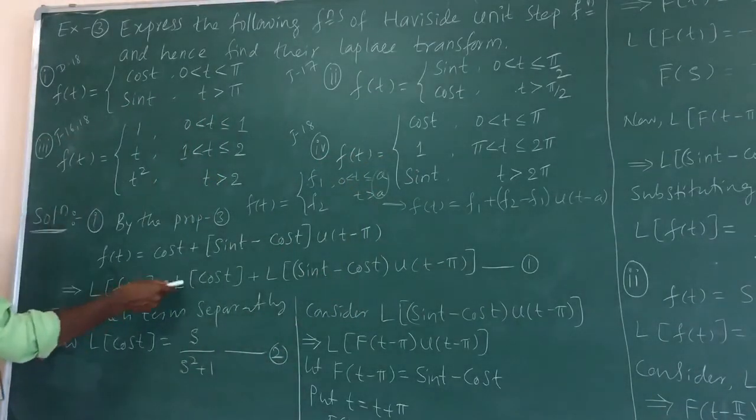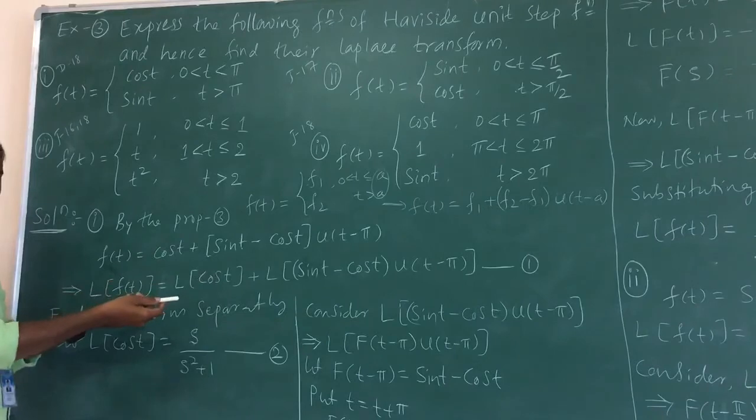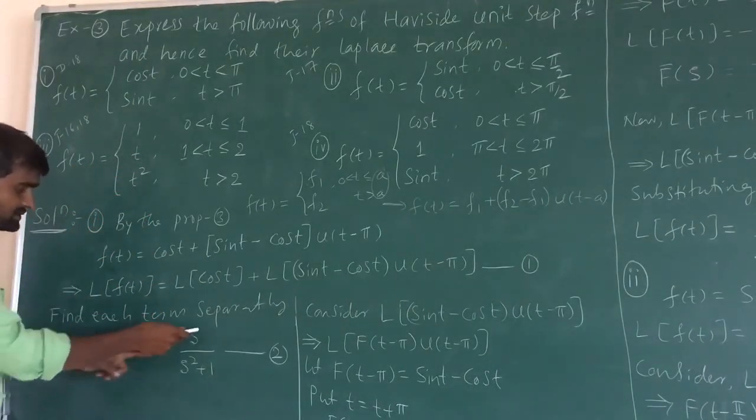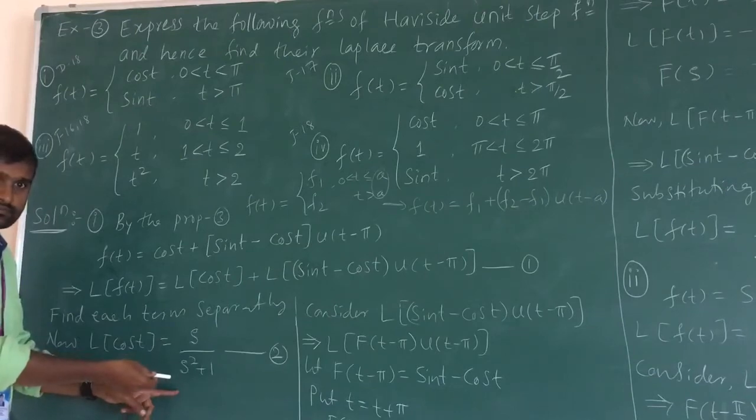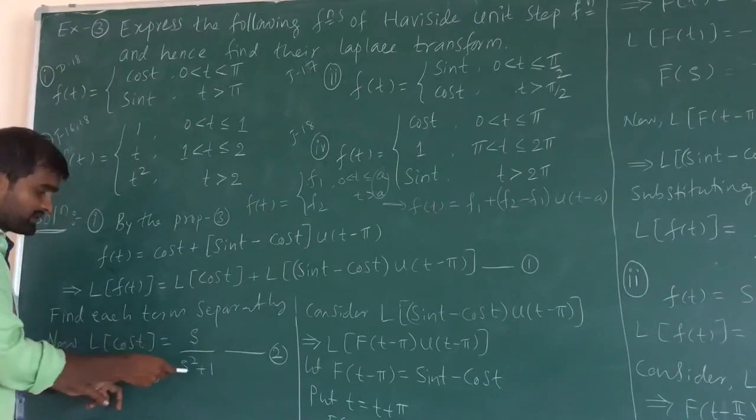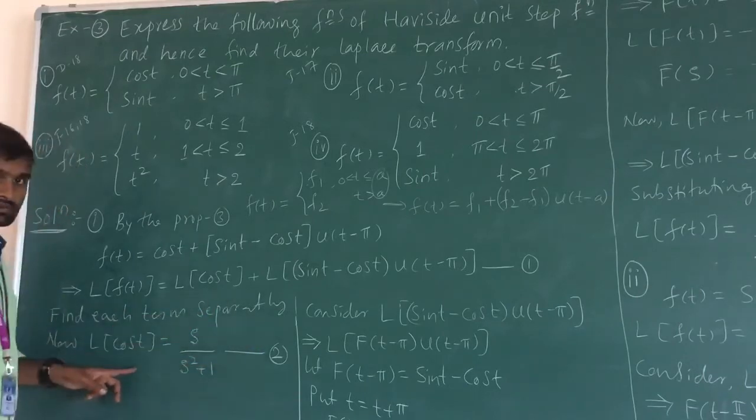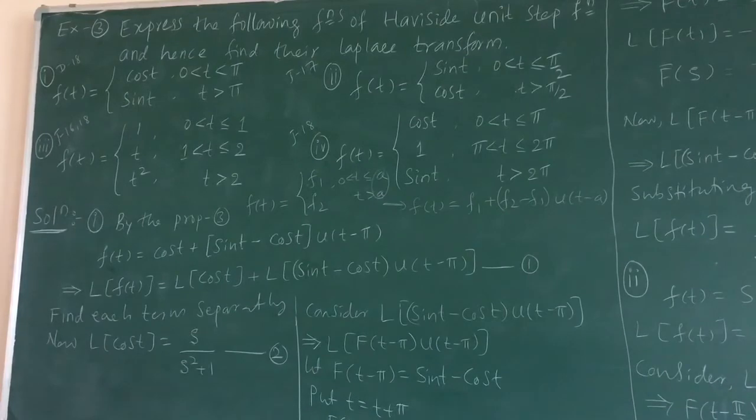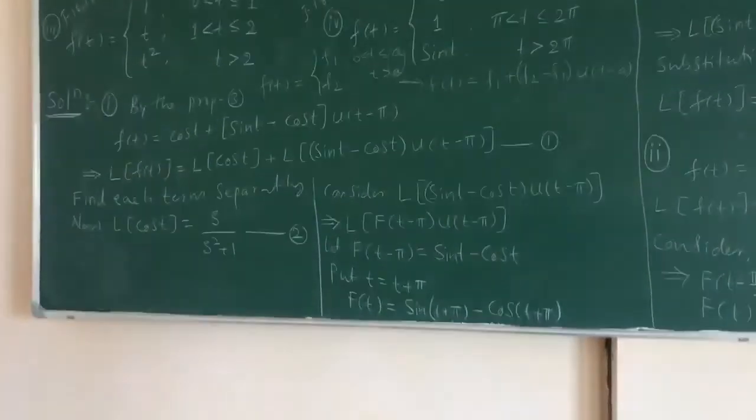The first term is simple: L of cos t, we know by the elementary Laplace transforms, L of cos t is s by s square plus 1. Clear? So L of cos t is s by s square plus 1. I am calling this equation number 1.